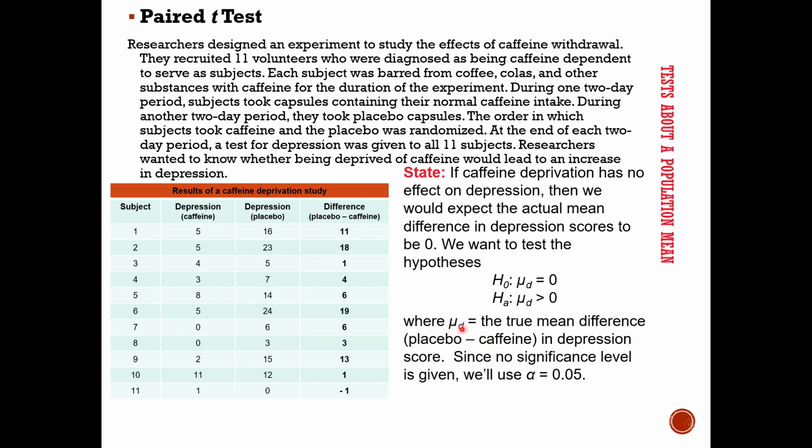Some things I want you to be really careful of here. Make sure you define this as a true mean difference and tell the grader what you're doing. So like placebo minus caffeine, be sure to list that off in depression score and make sure they really understand what your mu D is from the get-go. There's no significance level given. Remember, if there's no significance level given, we are going to use alpha equals 0.05.